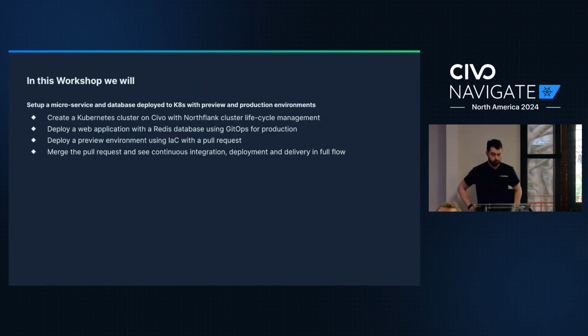So first we will clone a couple of Git repositories, one a GitOps repository, one application repository. Then we will set up a Kubernetes cluster on Civo with Northflank's cluster lifecycle management. And then we will go ahead and create a production environment to deploy our web application, connecting to a Redis database using GitOps. We will then create a preview environment using infrastructure as code with a pull request. We'll then merge the pull request and then see continuous integration, deployment, and delivery all working in conjunction together.